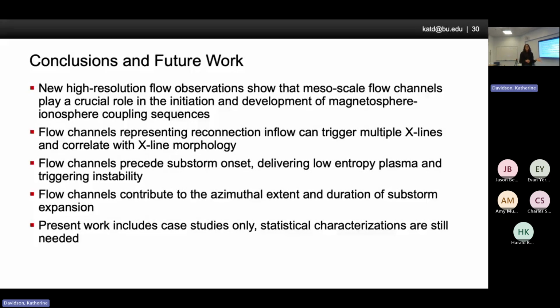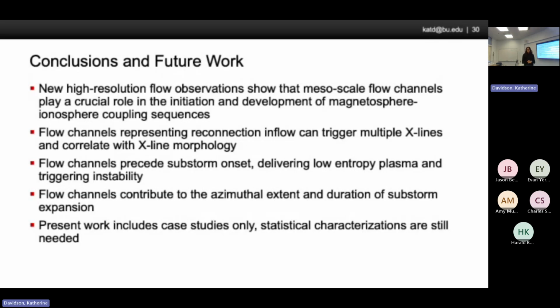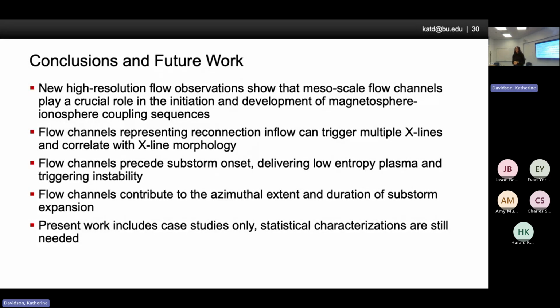And we also saw that flow channels preceded substorm onset in all of our events, which, relating to the magnetotail, is delivering this low entropy plasma and triggering the instability needed for substorm onset. And we also saw that flow channels may contribute to the azimuthal extent and the duration and intensity of substorm expansions as well. These are just a few case studies, so we're still looking at more statistical characterizations of all of these events. So yeah, thank you.